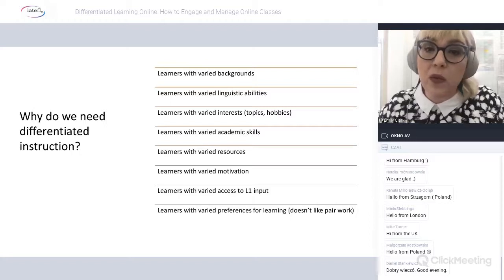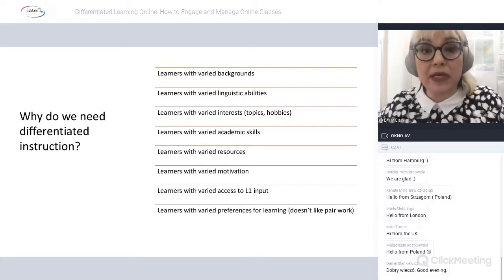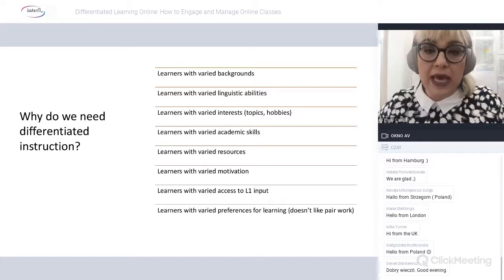Varied access to L1 input. So in terms of access to English, and particularly English that's interesting and at the right level for students, this can be varied depending on where you are, what access you have to internet, etc. And then lastly, learners with varied preferences.